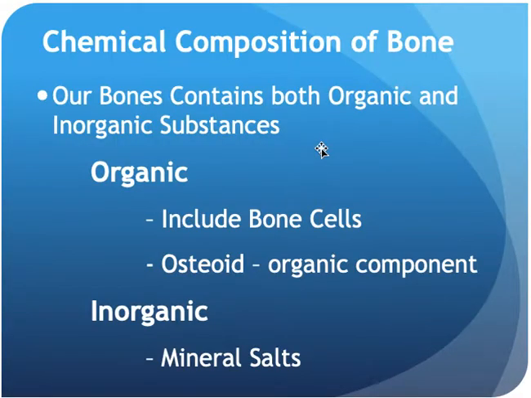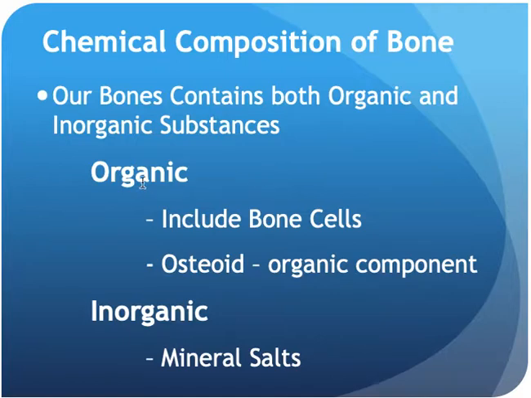So now we get to the chemical composition of bone, and we looked at this a little bit when we were in chapter 3 and chapter 4. Our bones contain both organic and inorganic substances. Most of the time when you're talking organic versus inorganic, they're talking about carbon. Okay, does something have carbon?